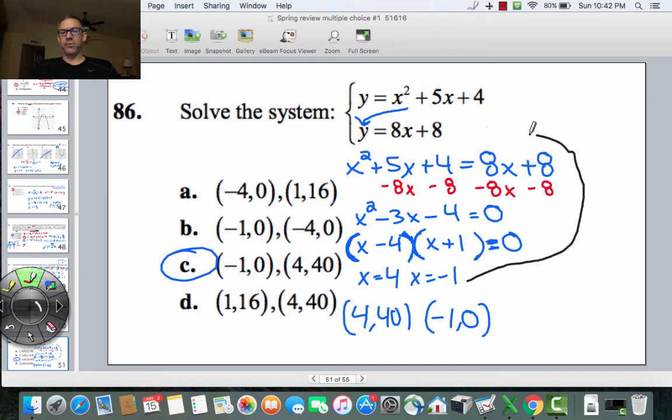And then we take both of those and we plug them individually into one of those equations. The easiest one is that one. So we take 8 times 4, which is 32, plus 8, so that's where we get the 40. And then we take the negative 1 and put it there, so that's 8 times negative 1. So that's negative 8 plus 8, which is 0.